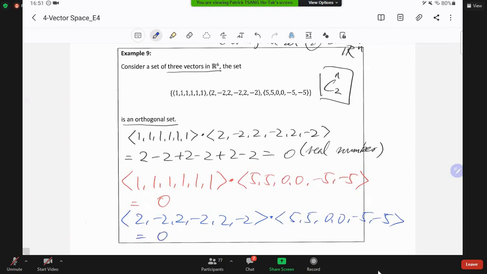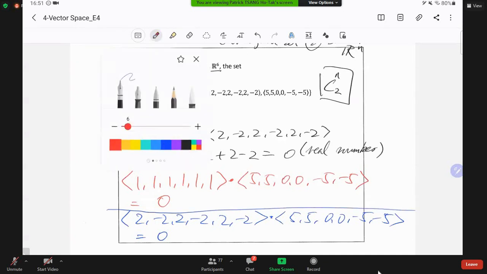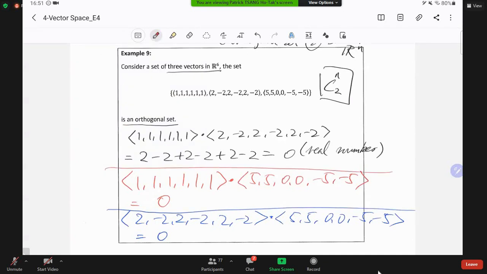So you can see, chop it into several parts. So you can see in total, there are 3 combinations to describe the dot product of any 2 distinct vectors. Based on this observation, you can see that all of the dot products in the set are all equal to 0. So we can claim that, or we agree.